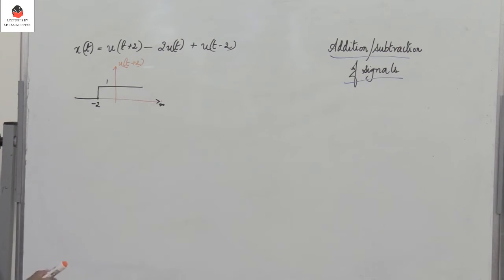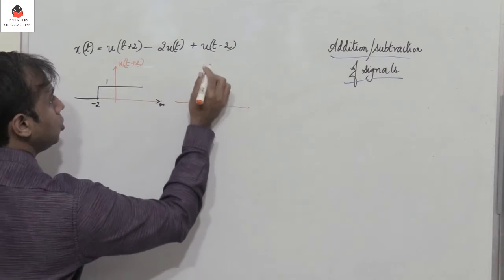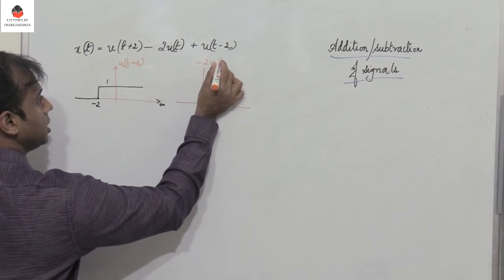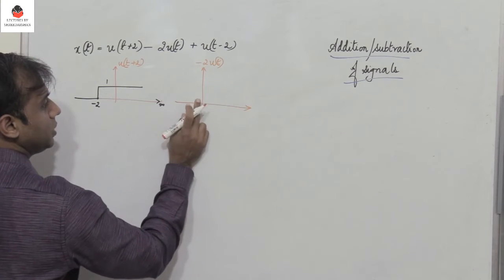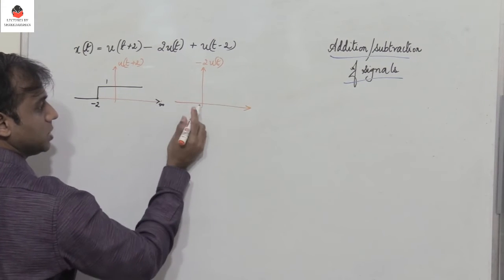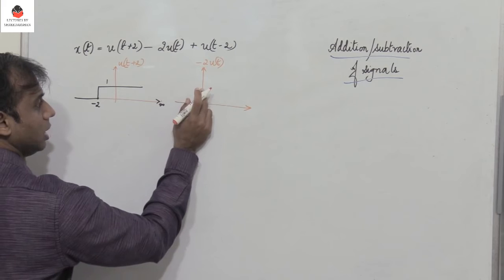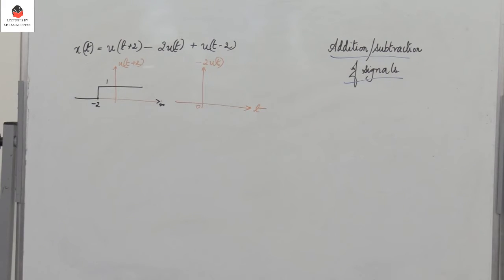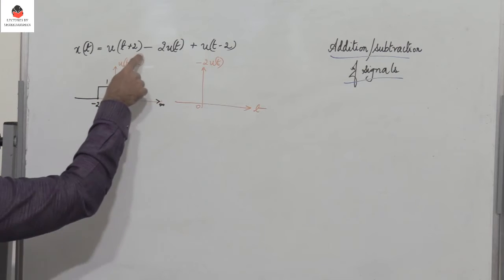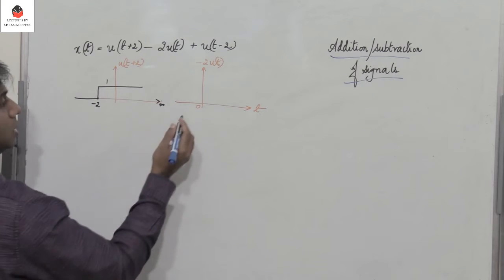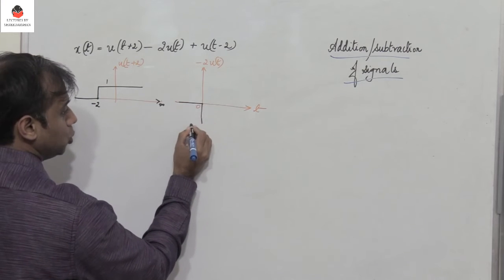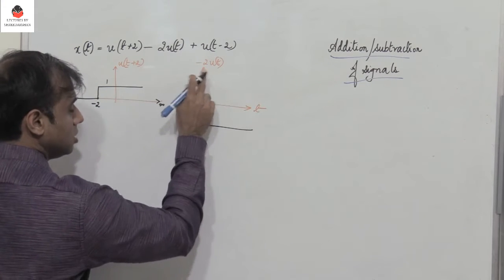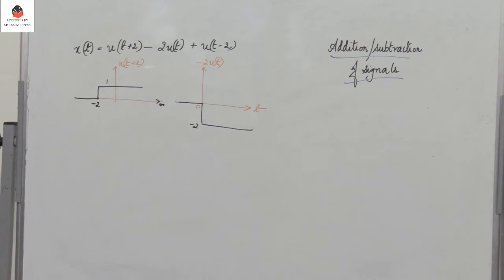Now next let me consider u of t multiplied by minus 2. So what is minus 2 u of t? We know that u of t is the given step signal, where the signal is 1 from t equal to 0 to infinity. Now the given signal u of t is being multiplied with minus 2. So the amplitude now becomes minus 2 and remains minus 2 from t equal to 0 to infinity. So this is minus 2 u of t.